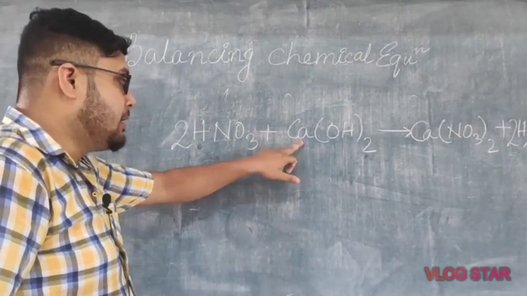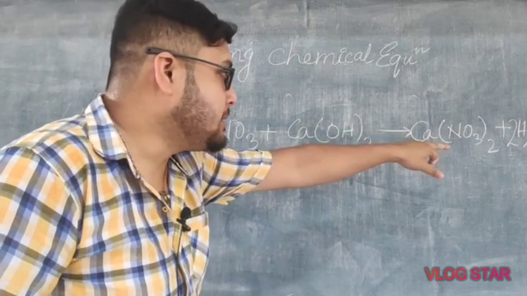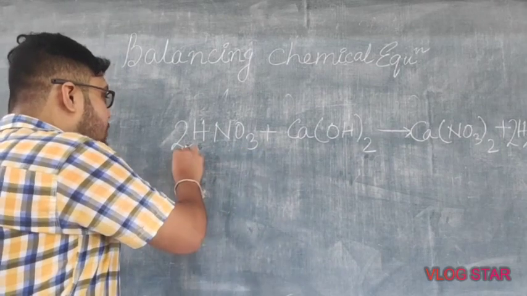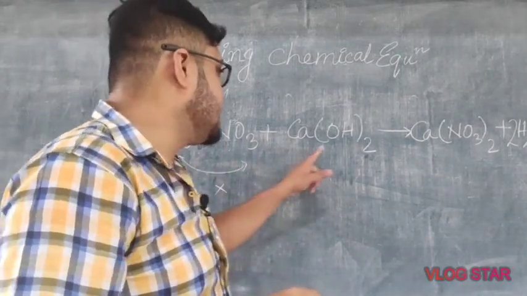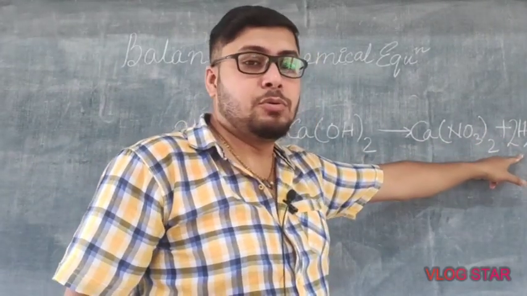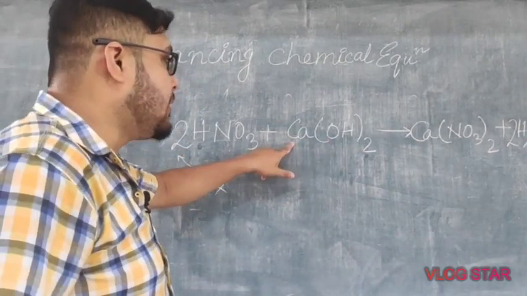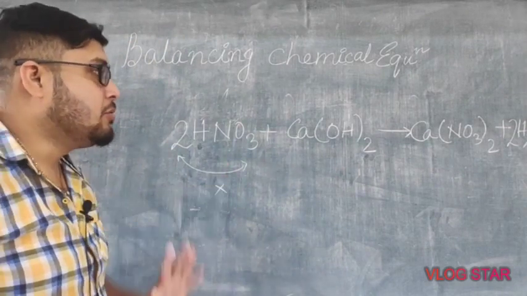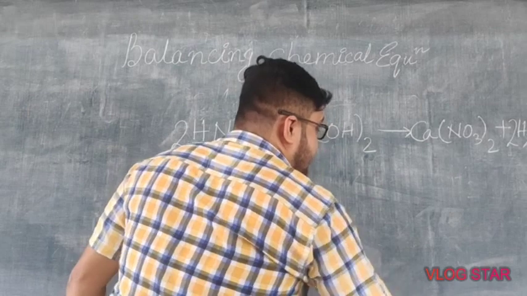Now coming to nitrogen, 2 nitrogen, here is 2 nitrogen. Coming here to oxygen, this 3 and 2, they are being multiplied. 3 2s are 6 plus 2 is 8, and calcium 1, calcium 1. So this is how we have to balance the chemical equation.